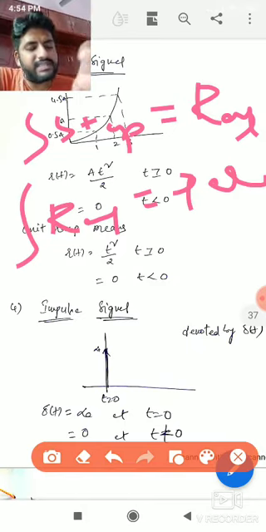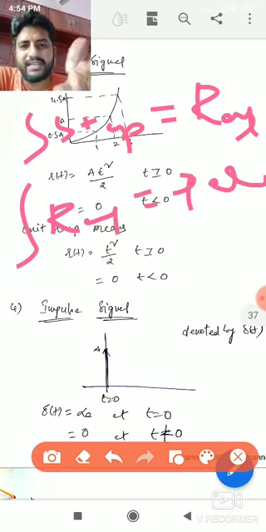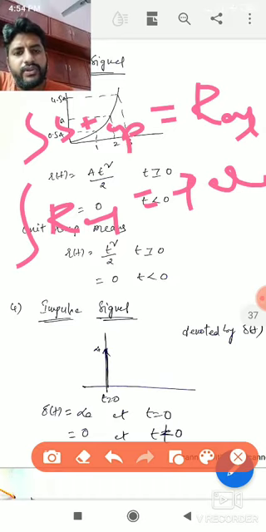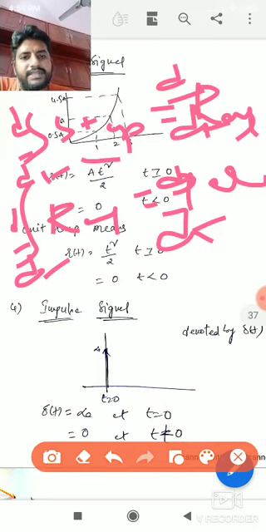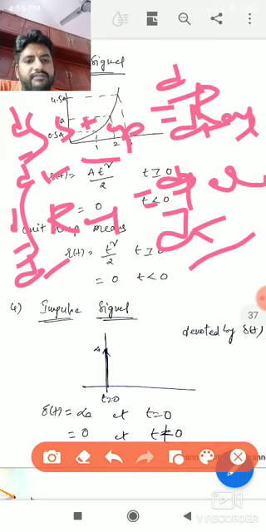But you can express these formulas in the differentiation itself. If you eliminate this integral, apply d by dt here. Same thing, d by dt here, d by dt here. You can state your statement: differentiation of ramp signal is equal to step signal. Differentiation of parabolic signal is equal to ramp signal. So these two statements are very clear, very important.